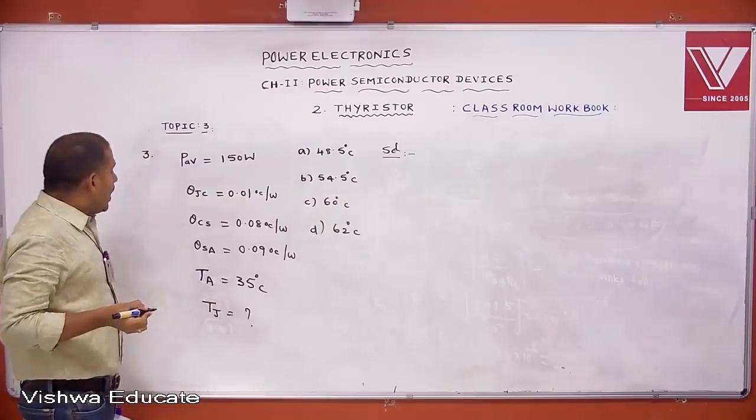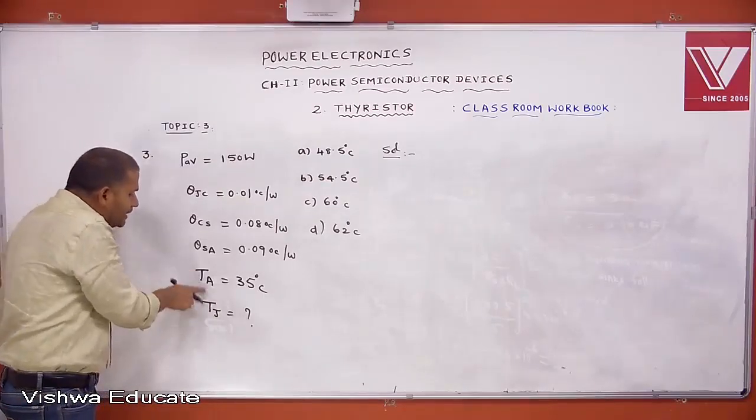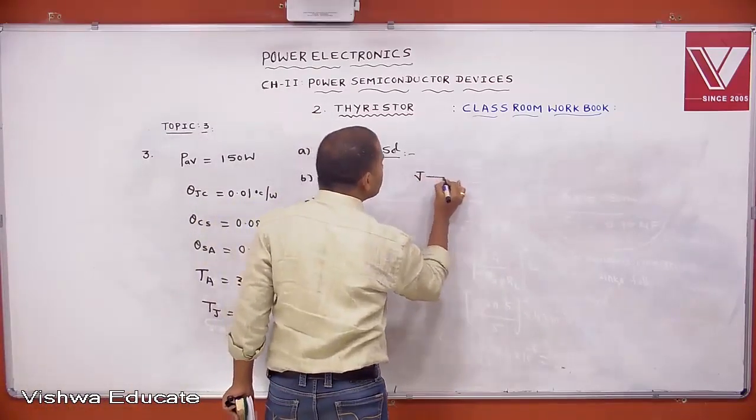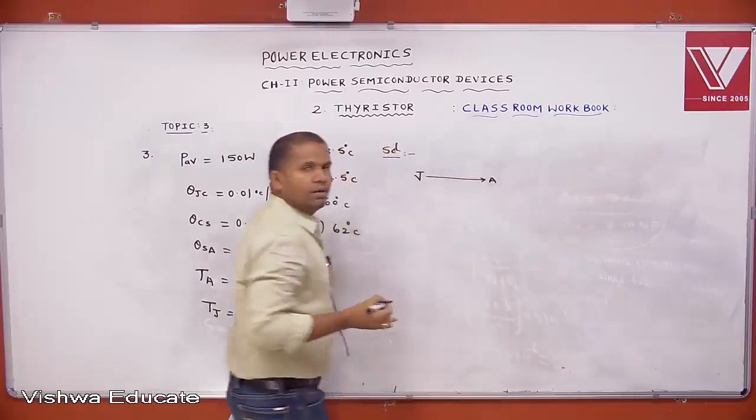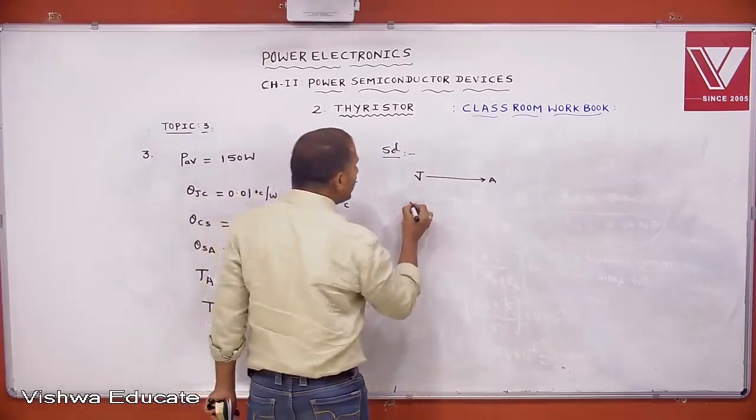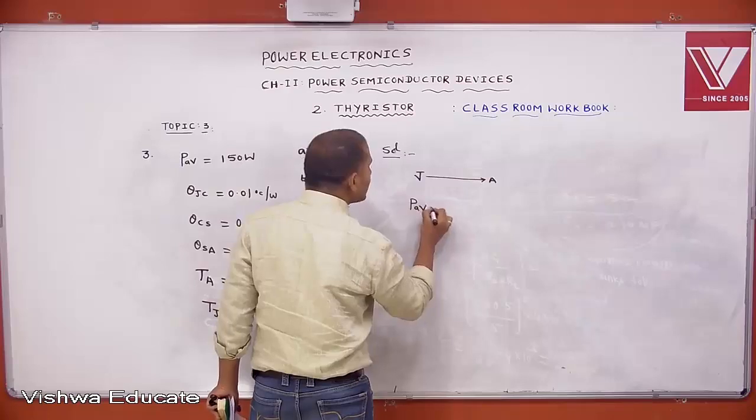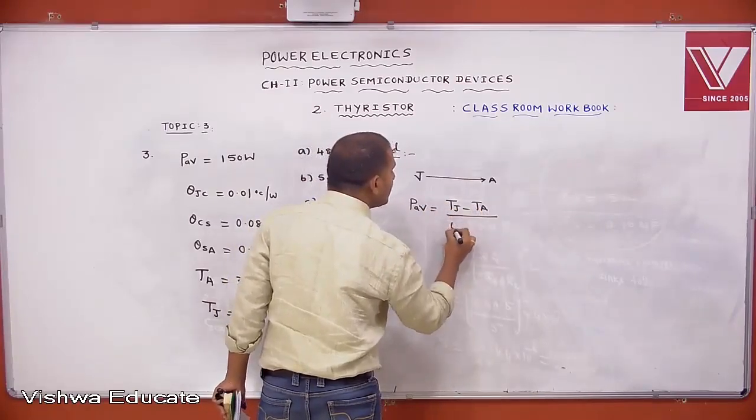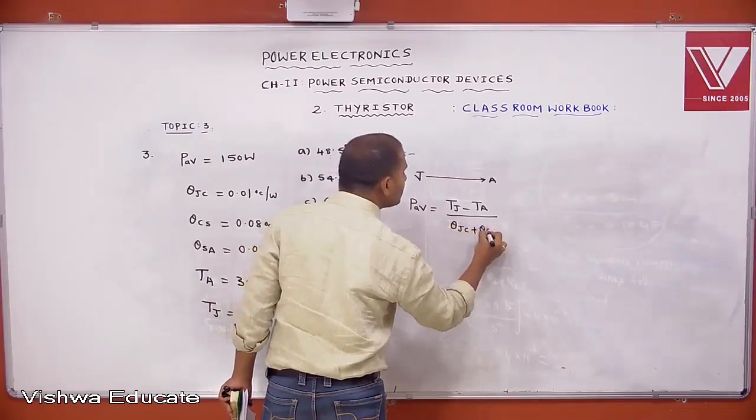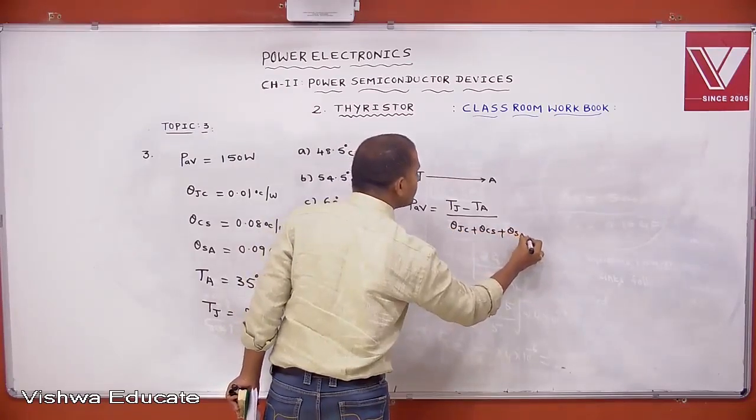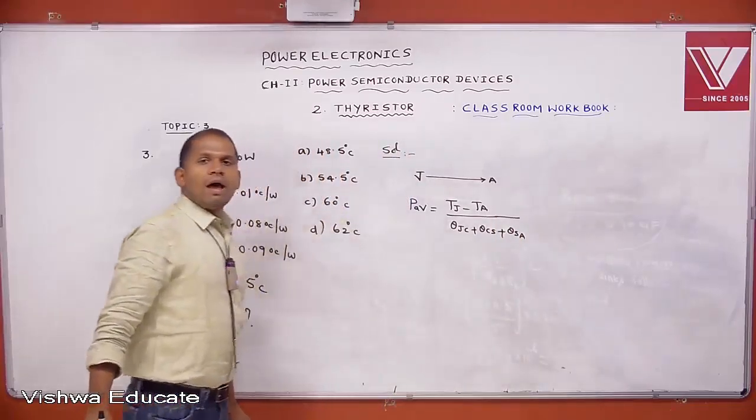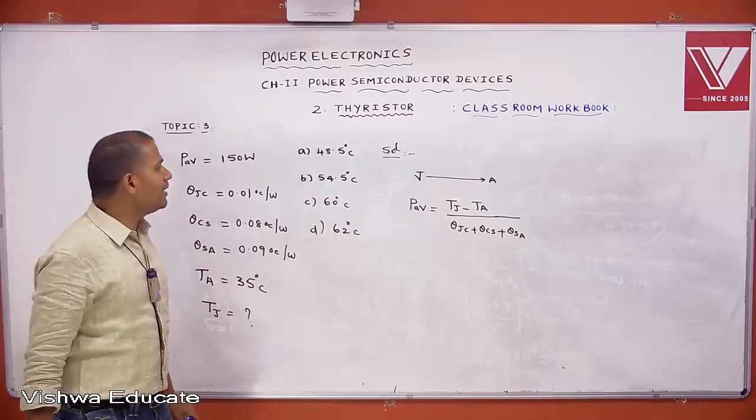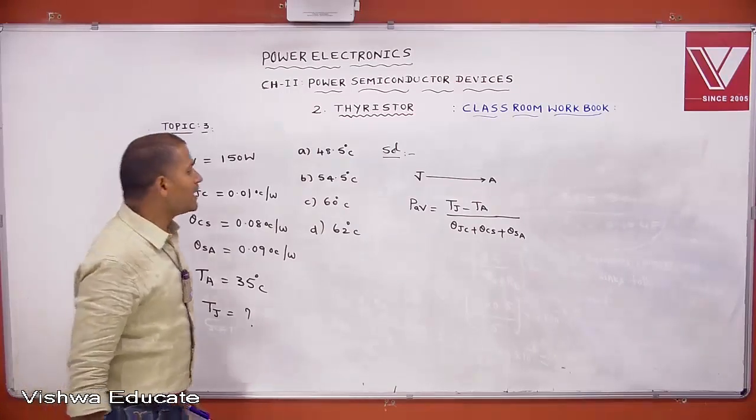You want to define from junction to ambient. If you want to define from junction to ambient, we know this: average power loss equal to Tj minus Ta by theta Jc plus theta Cs plus theta Sa. You are defining from junction to ambient, so average power loss equal to Tj minus Ta by theta Jc plus theta Cs plus theta Sa.